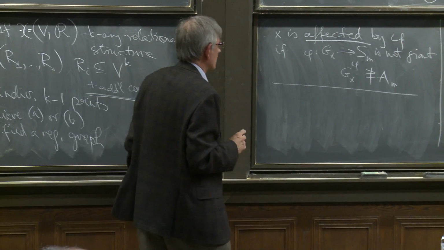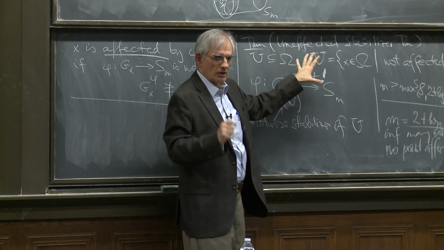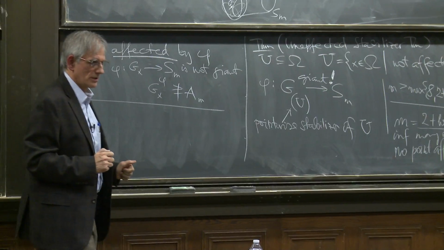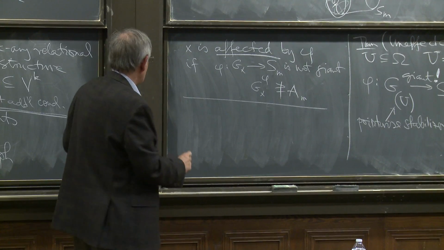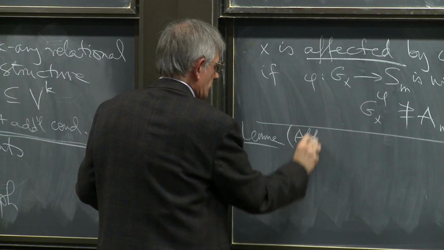So this is what affected means, and this is what happens if I fix all the unaffected points. Okay, and then I state another one, which is a lemma. This is the affected orbit lemma.